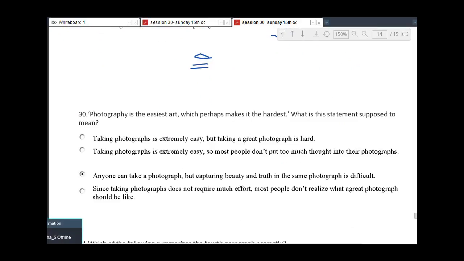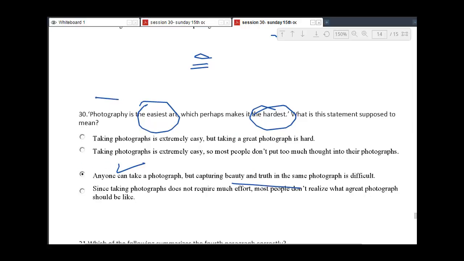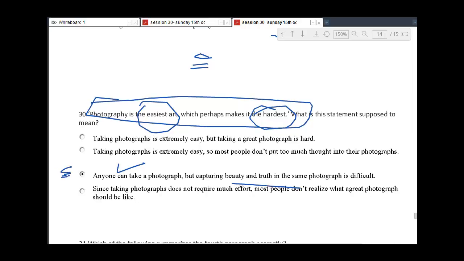Photography is the easiest art, which perhaps makes it the hardest. Anyone can take a photograph, but capturing beauty and truth in the same photograph is hard. Of course, easiest, why? Because anyone can take a photograph. But why is it hardest? Because capturing beauty is difficult. So can I say, just by looking at this common sense example, I can mark C as the answer? Tell me, is it a difficult question? How can you say that this is a difficult question? And then go to the next one.